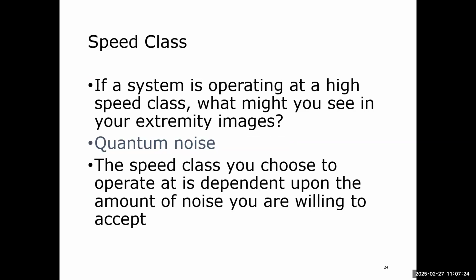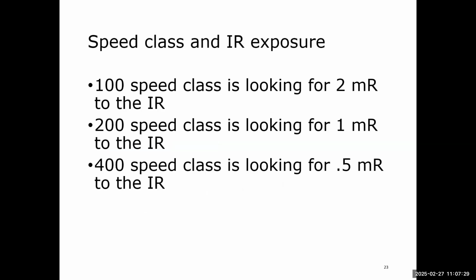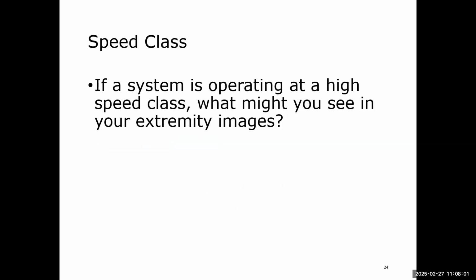So speaking of that, just to make sure, of these 3, which speed class do you have to use more mass on? 100, because it's requiring a higher dose to the IR to be acceptable. That makes sense? So if you operate at lower speed classes, what does that do to your patient's dose? It increases it. But again, it's all related to how much noise whoever's got to look at these images is willing to accept. How do you know what the speed class is?